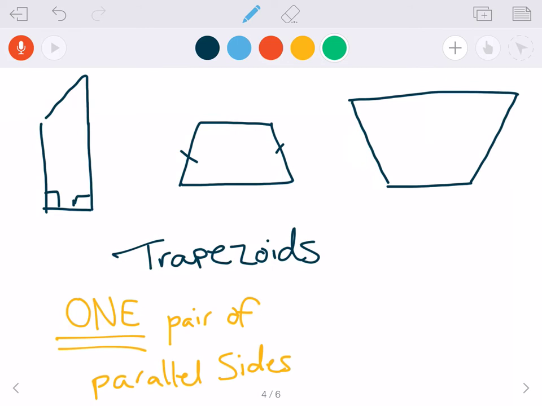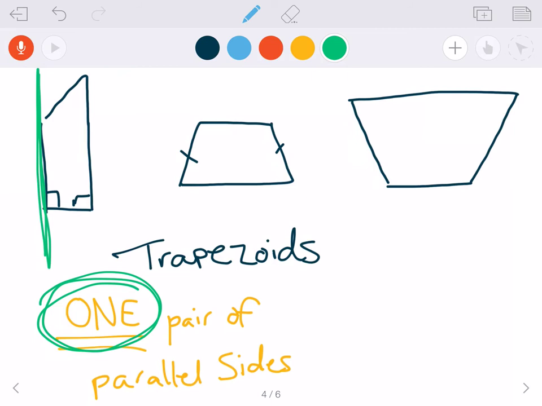Trapezoids are a little trickier because sometimes they could be mistaken as a parallelogram just because you see the slanted sides, but they are different than a parallelogram because trapezoids only have one pair of parallel sides. They will never ever have two. So if we're looking at this first figure here, we've got this side, if I extended that forever and ever, and this side forever and ever, neither of those would cross.